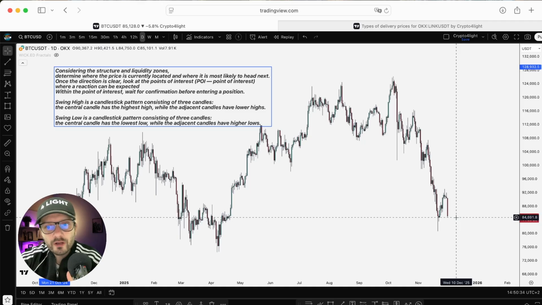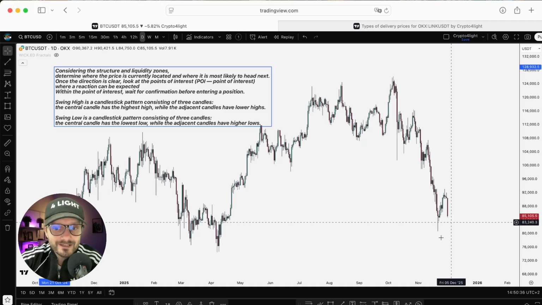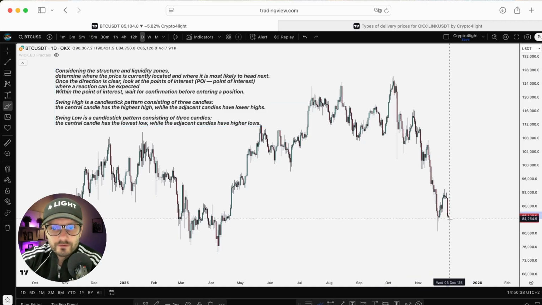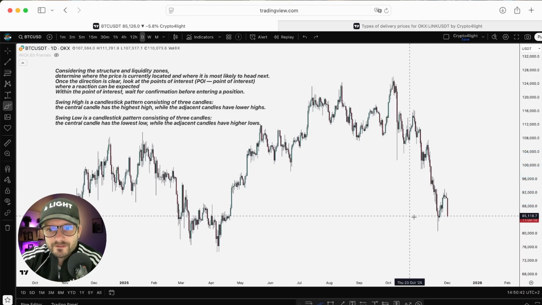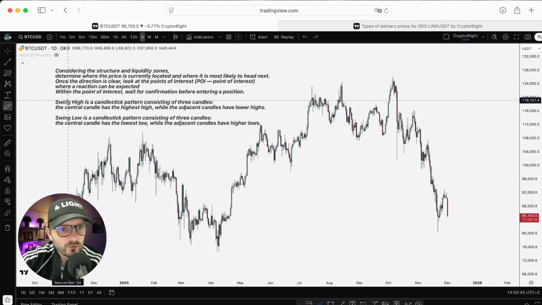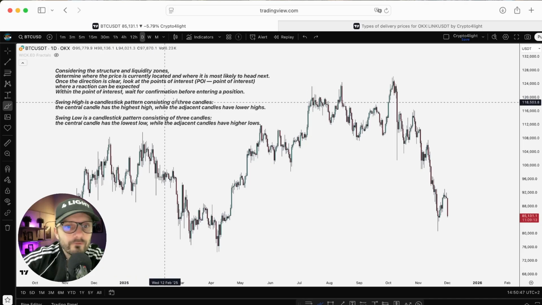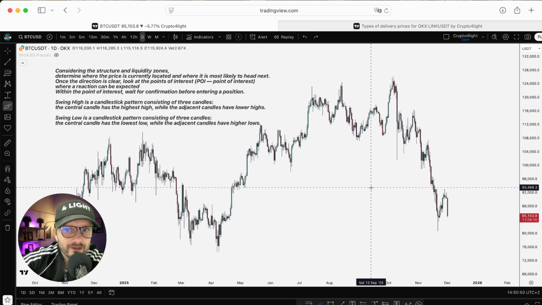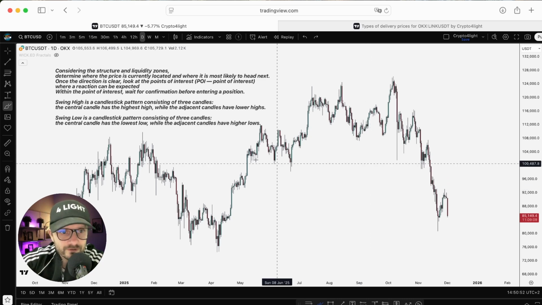So, I want to open long now. Of course, it's possible. So maybe tomorrow we'll see something like this one. Yes, it's possible. But for me personally, now there's zero reason to open. So within the point of interest, wait for confirmation before entering the position. It can be the spot or it can be the futures position.